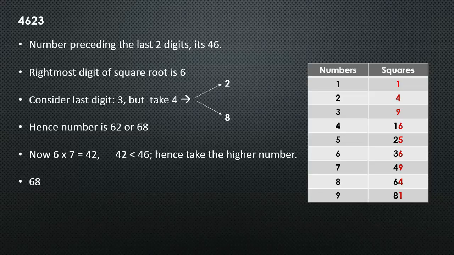Please note that this is the approximated answer. If we actually calculate the square root of 4623 using a calculator, we get it as 67.9, which is almost equal to 68. I hope this video has helped you understand the topic well.